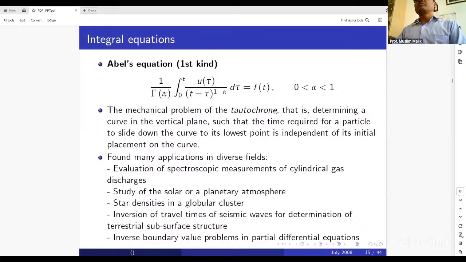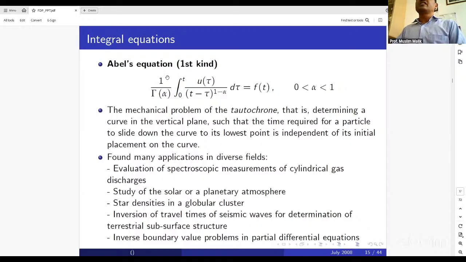So the physics problem is the Tautochrone problem, where we determine a curve in the vertical plane such that the time required for a particle to slide down the curve to its lowest point is independent of its initial placement on the curve. This mechanical problem is represented by this integral equation, and we can see that this is nothing but the fractional integral.